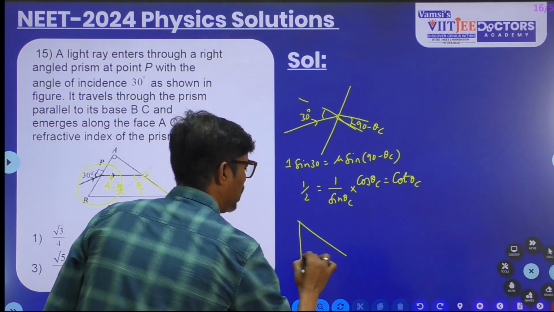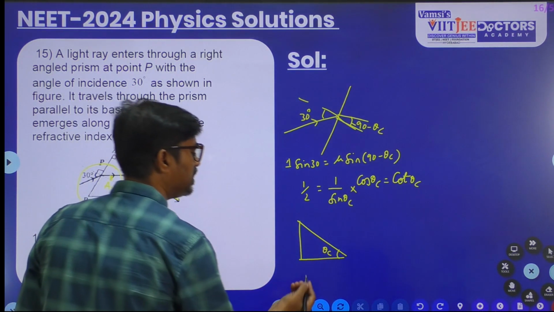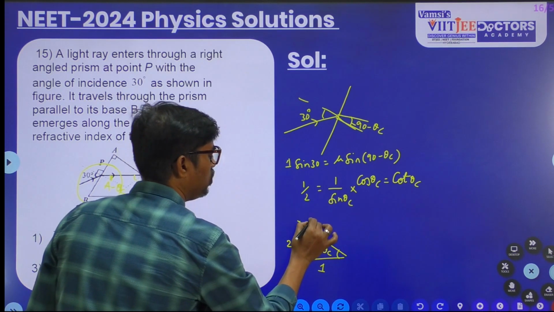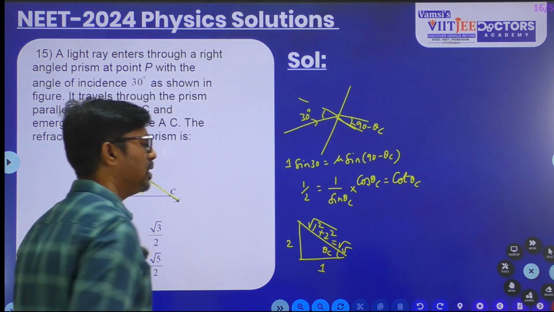So now you take a triangle with theta c being this. Cot theta c has to be 1 by 2. Cot theta c is supposed to be adjacent side by opposite side. So if these two are there, you will get the hypotenuse as under root of 1 square plus 2 square. That will be root 5.